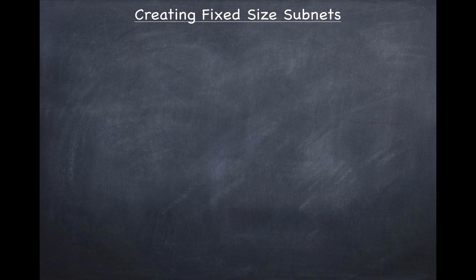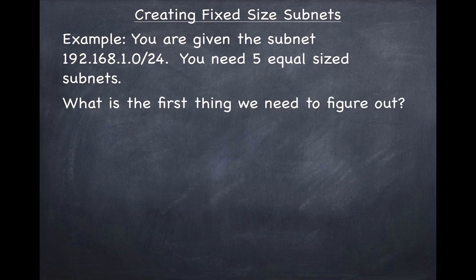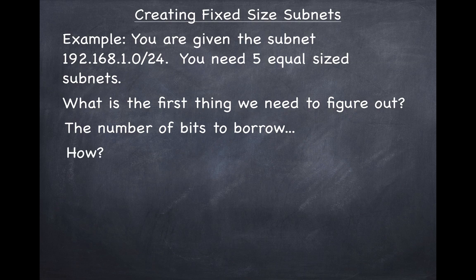Next, we did subnetting, where we created fixed size subnets, that is, subnets that all had the same number of hosts. The example we're solving here is: you're given a traditional class C or /24 subnet of 192.168.1.0, and we need to create 5 equal size subnets. The next question I would ask is, what's the first thing we need to do? Hopefully you said figure out the number of bits we need to borrow, which is correct. How do we do that?